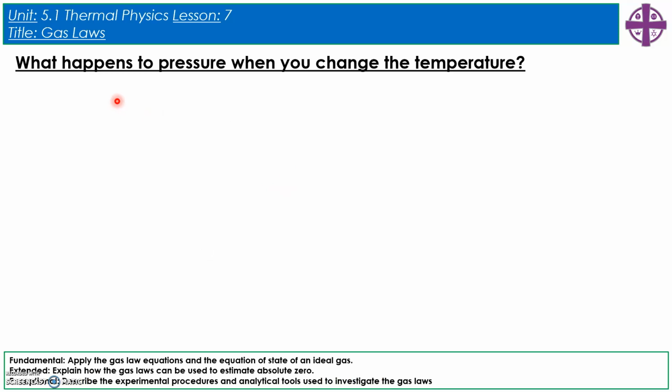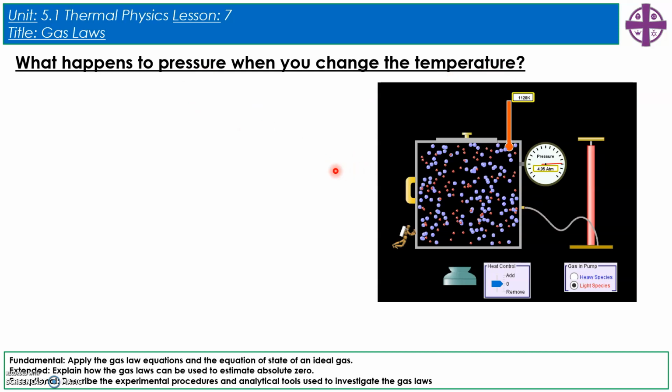The next change we're going to look at is what happens to pressure when I change temperature. So this time I'm going to keep volume the same and the number of molecules the same. I'm going to change temperature and see what happens to pressure. Let's have a look at the simulation again.